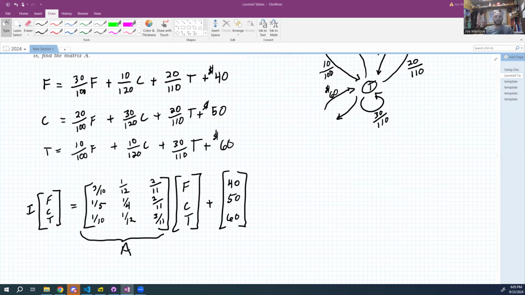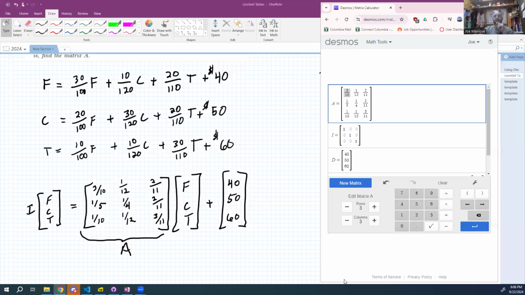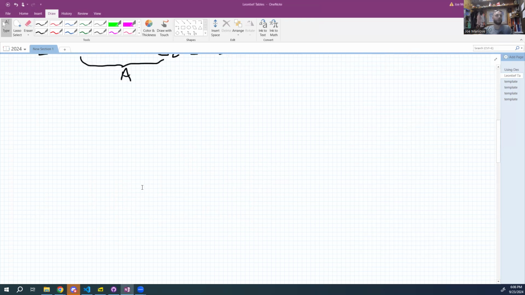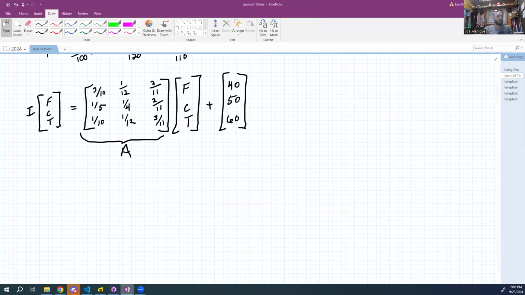And we should spend a second and check that this kind of works. Okay, so I paused for a second and punched some stuff in the calculator. So I've got here my Desmos calculator. I've got my matrix A input here, my identity matrix input here, and my D vector here. And then I did (I minus A) inverse times D. That was just me rearranging my equation a little bit.